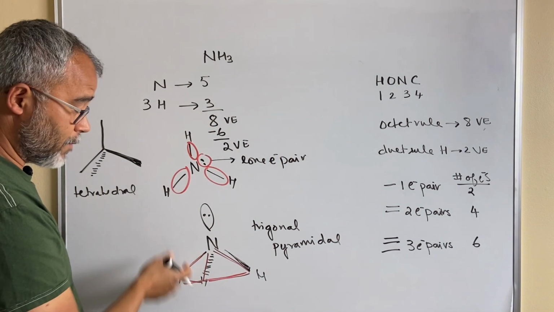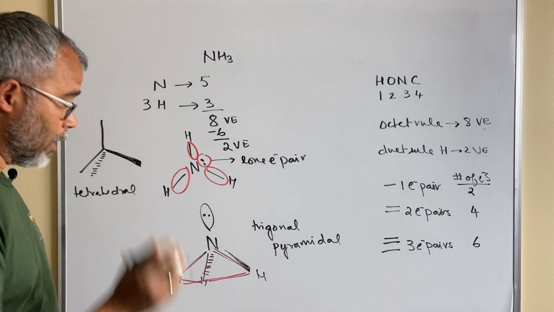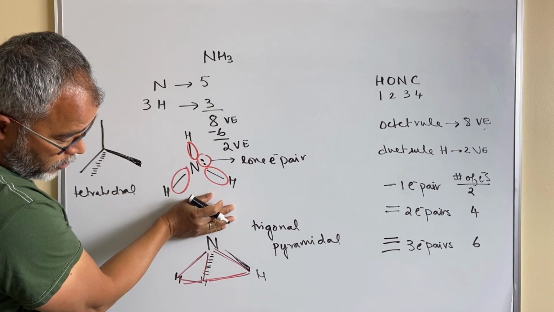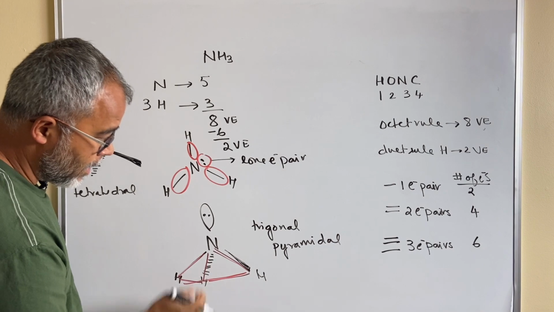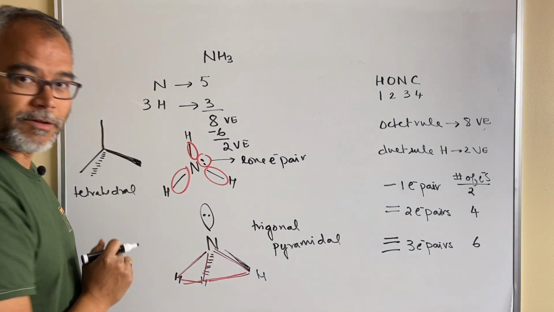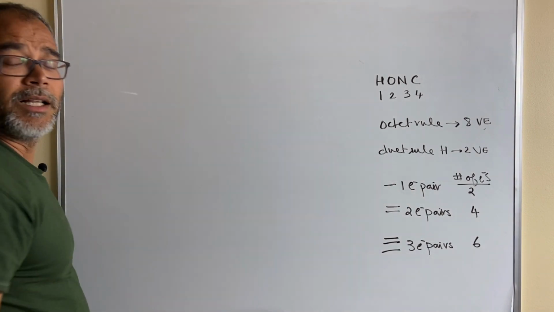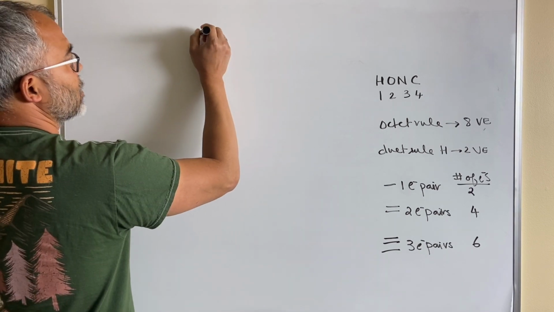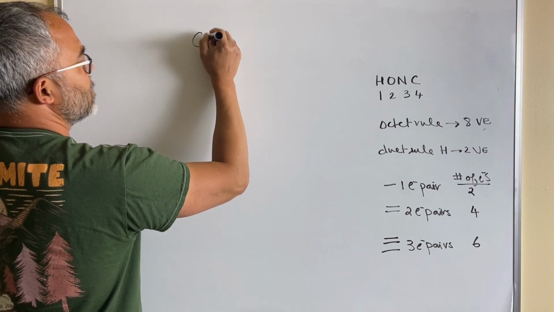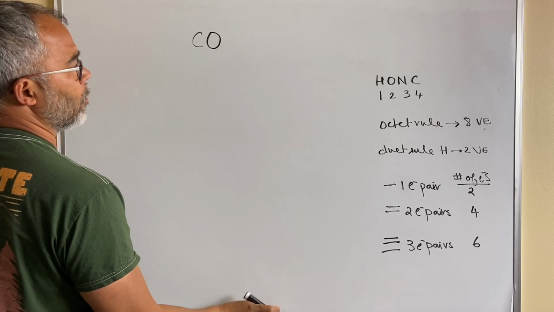Pyramidal for obvious reasons, because it looks like a pyramid, and if you recall, we cover up the lone pair, so the lone pair does not factor in the shape. And it's trigonal because there are 3 faces of the pyramid. Okay, let's take a look at drawing the Lewis structure for a very simple molecule, CO, carbon monoxide.